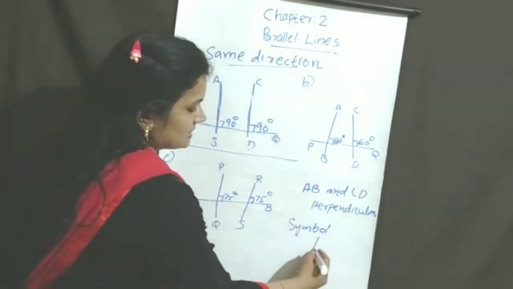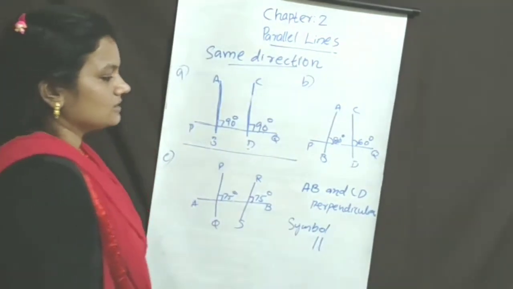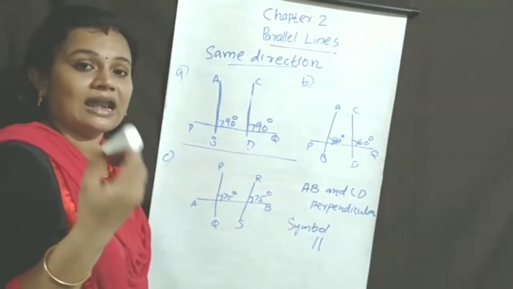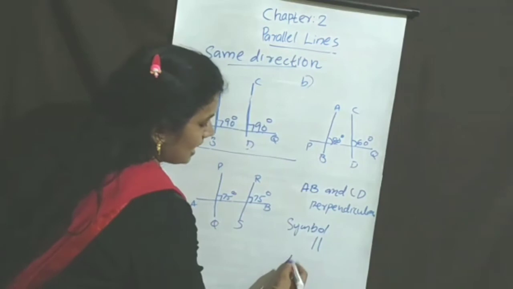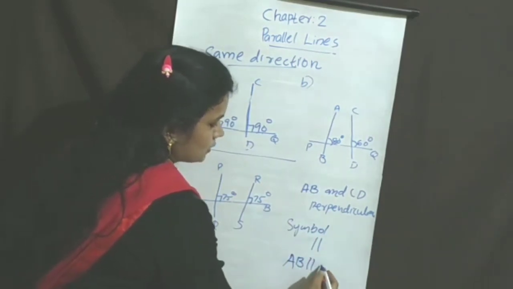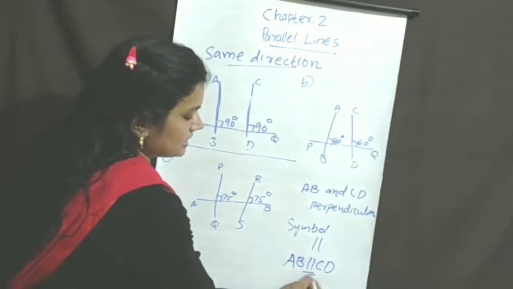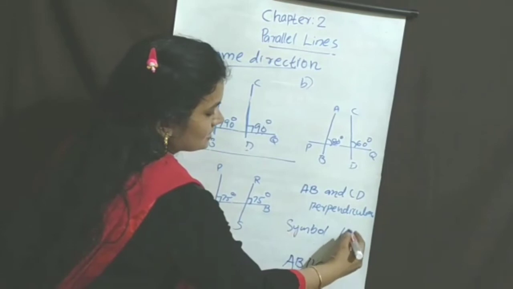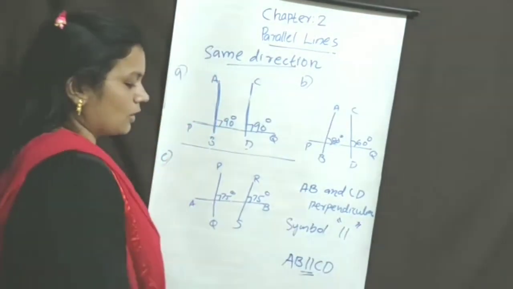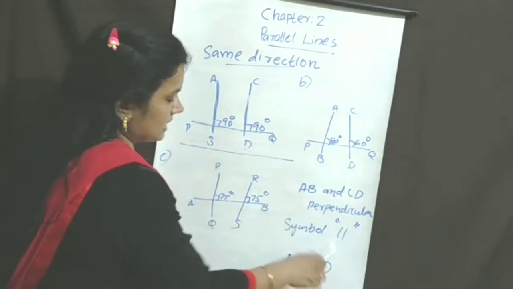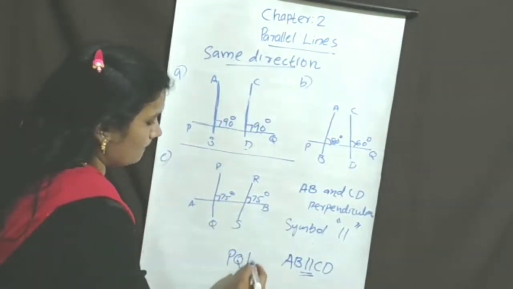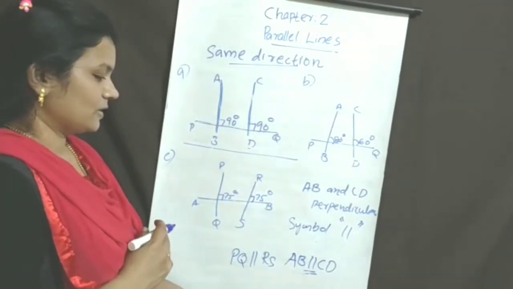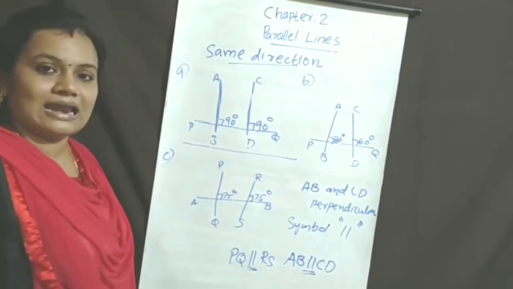This is the symbol of a parallel line. We already discussed that AB and CD are perpendicular to the line, so these are parallel. Then how do we write this? AB parallel to CD. Now to read this, AB parallel to CD. The symbol of parallel is this. This is PQ parallel to RS. PQ parallel to RS. This is the symbol of parallel lines.